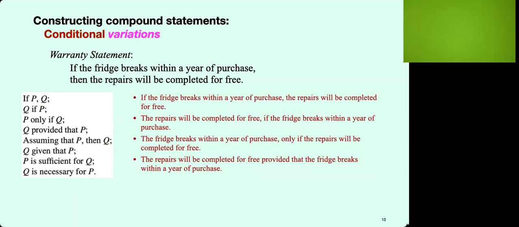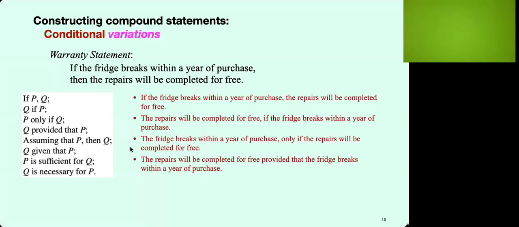So here's a whole bunch of variations on the warranty statement. Our original warranty statement is if the fridge breaks within the year of purchase, then the repairs will be completed for free. I'm going to read through the first 2 of these aloud and then let you pause the video and read them to yourself. The first one is if the fridge breaks within a year of purchase, the repairs will be completed for free. That's just taking the word then out of the statement, but it's implied still. The second example is that the repairs will be completed for free if the fridge breaks within a year of purchase. All right.